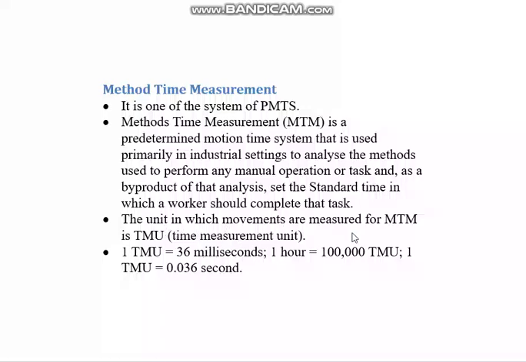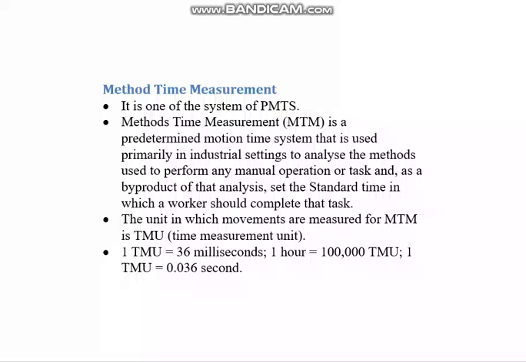The unit in which movements are measured for MTM is TMU. TMU means time measuring unit. You see, one time measuring unit is 36 milliseconds. You see how fast it is. Sometimes some people will be working at so fast a speed that with your naked eye you will not be able to say how many times a hand is moved.